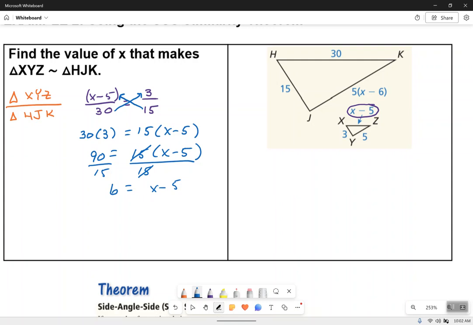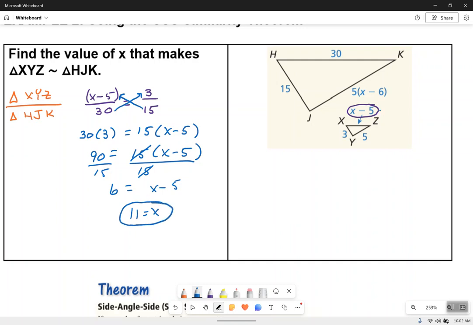$90 divided by 15 is 6. Okay, how would you solve for x here, guys? Add 5. So we think x is equal to what value here, kids? Okay, now here's what I would suggest you do. We think x is what value there?